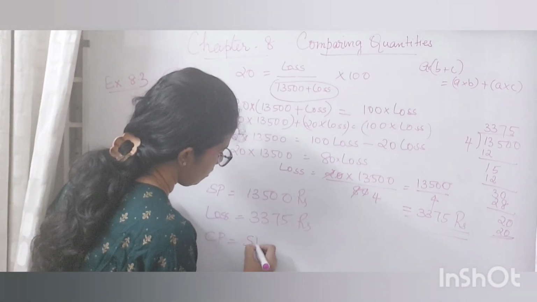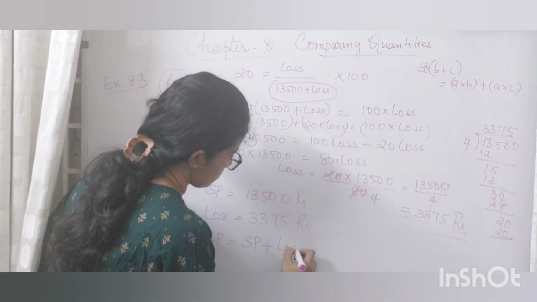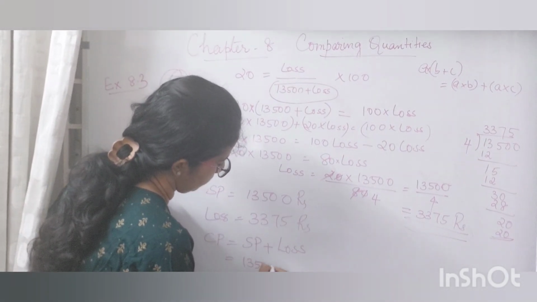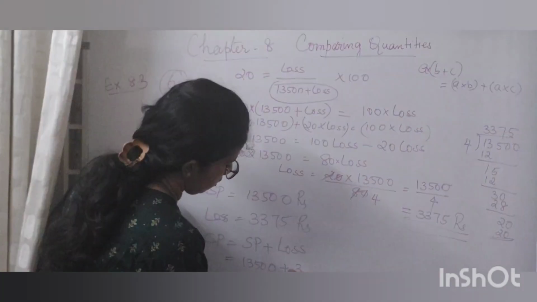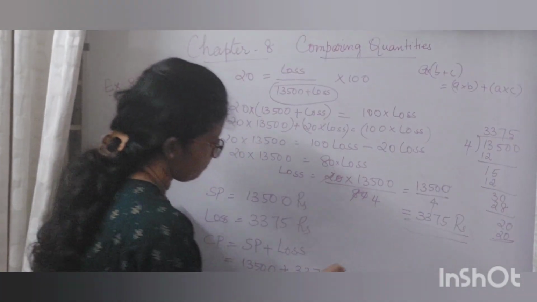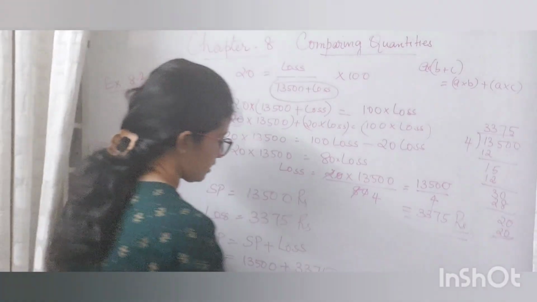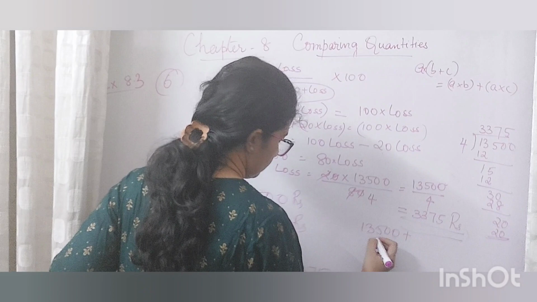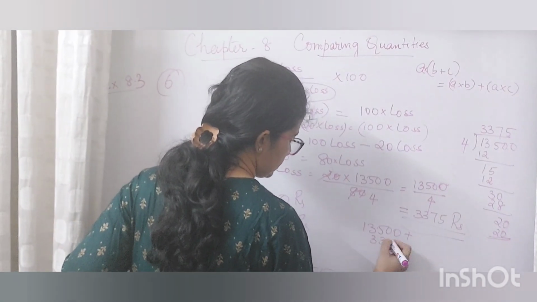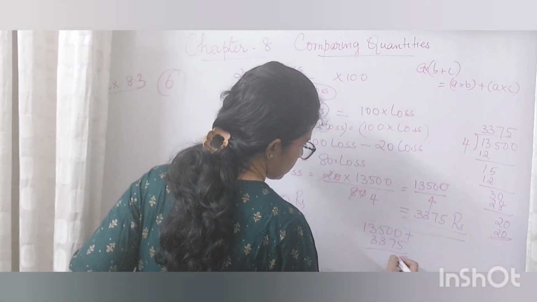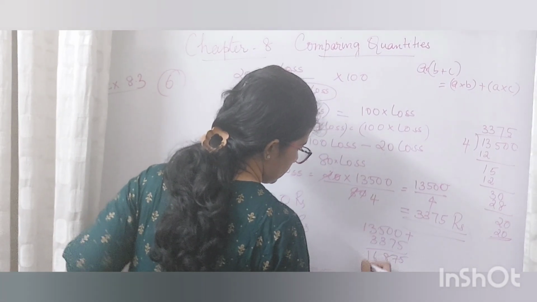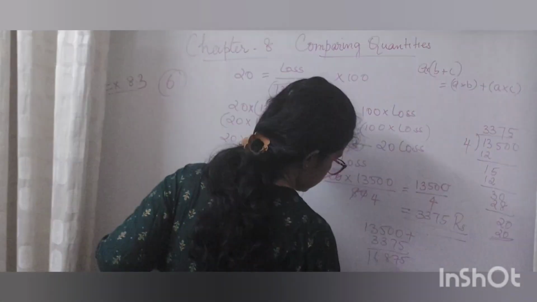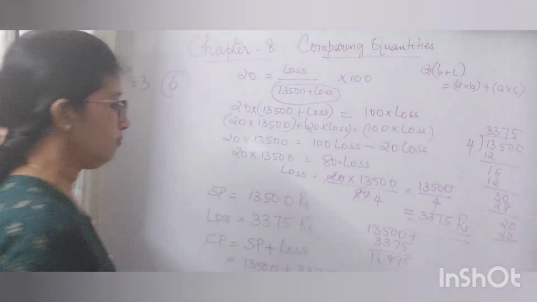Cost price is equal to selling price plus loss, which is 13,500 plus 3,375. What is 13,500 plus 3,375? 16,875 rupees is the answer. This is the cost price.